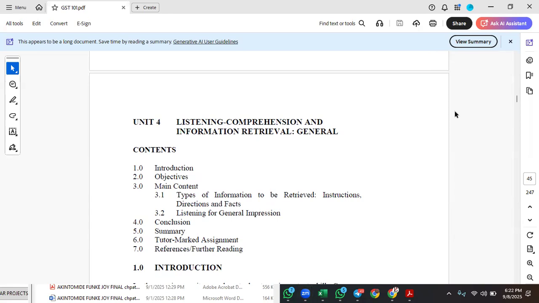And we also talked about the method of writing headings and subheadings, the do's and don'ts of writing.